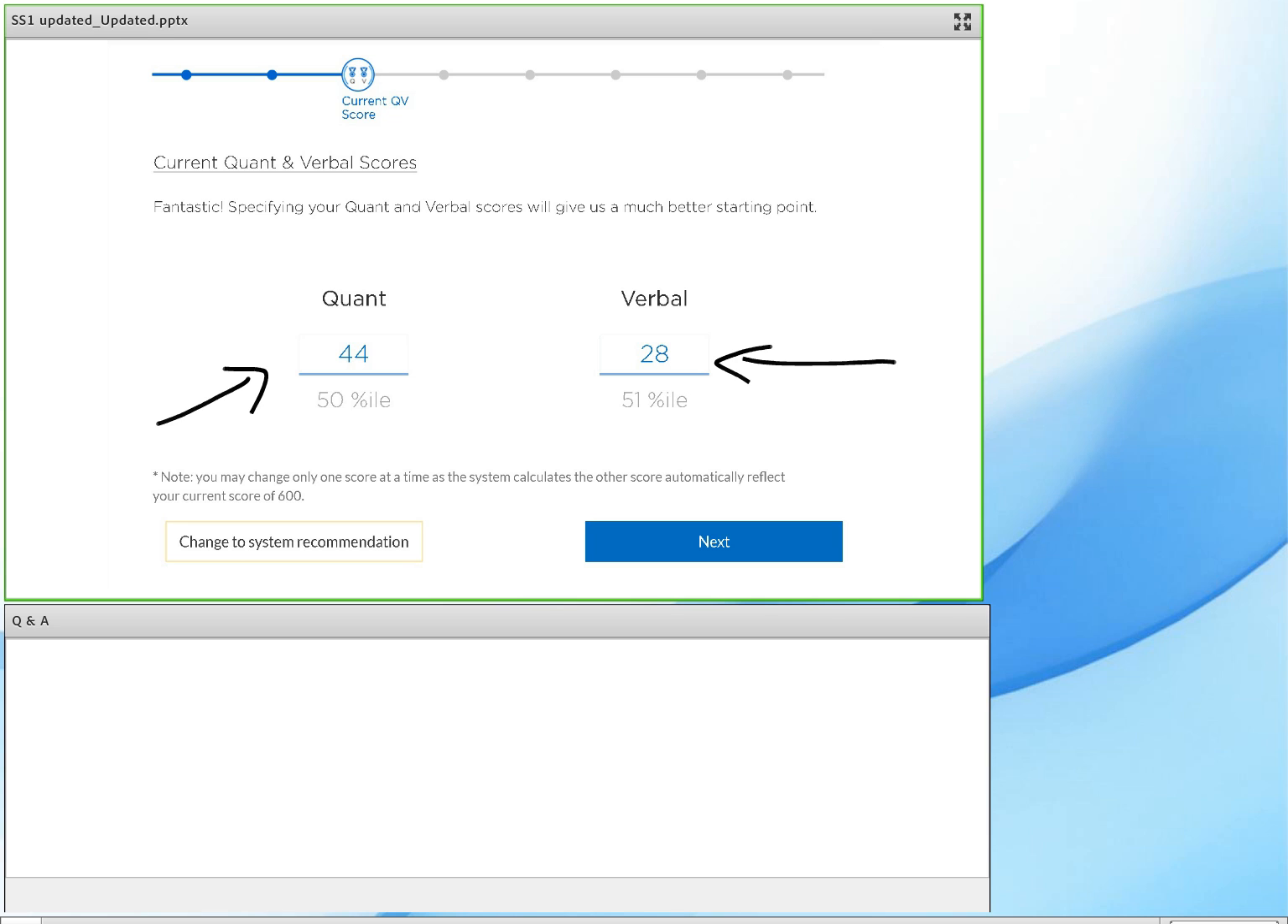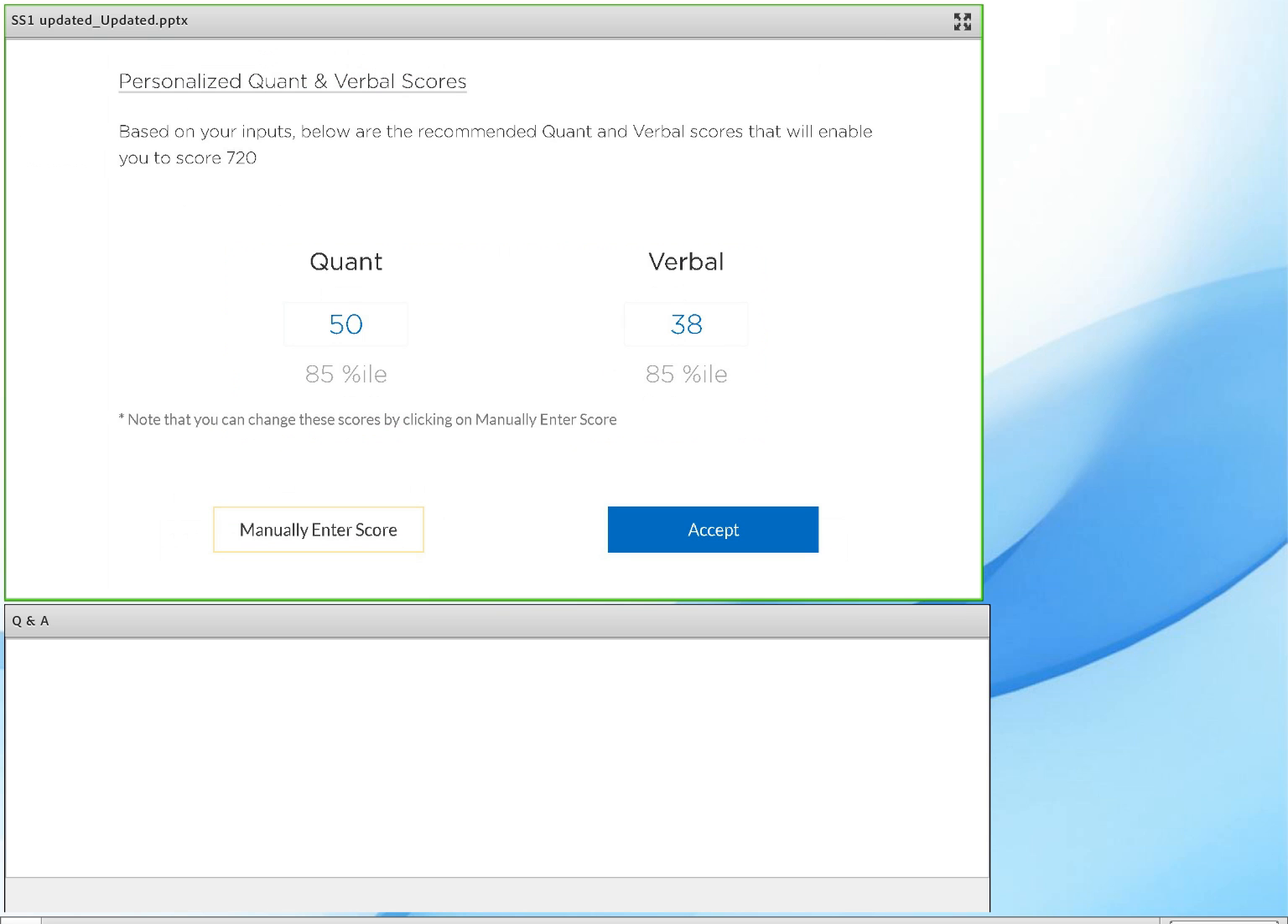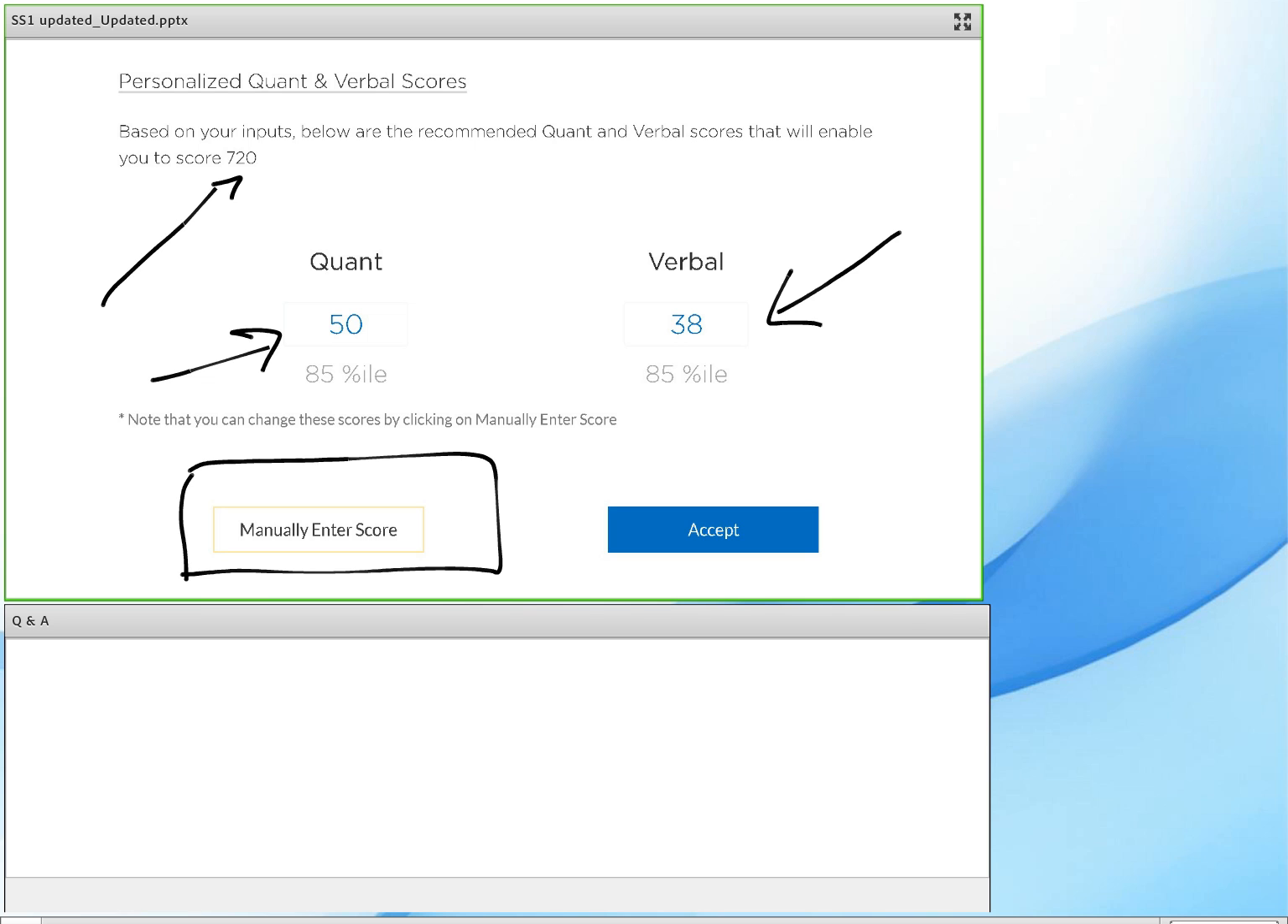Where do you get these quant and verbal scores? You actually get these scores from one of our mock tests called a Sigma X mock. Then it gives you a recommendation of how you would get to your target score. Over here, the target score is 720, and it tells you that you should aim for a Q50 and a V38. Now, if you want to change that recommendation, you're welcome to do that. And since this is an AI-driven utility, the moment you change your target quant score, this is automatically adjusted.